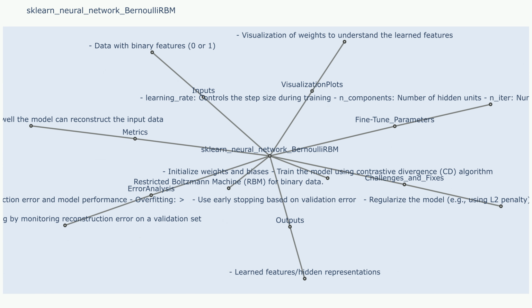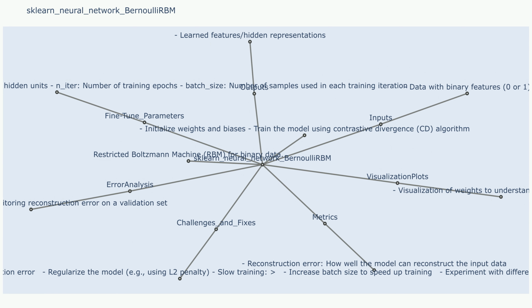Inputs: X, a 2D array of input data, where each row represents a data point. Y, an optional 1D array of target labels. Outputs: H, a 2D array of hidden layer activations. PH given NV, a 2D array of probabilities of the hidden layer activations given the visible layer activations.